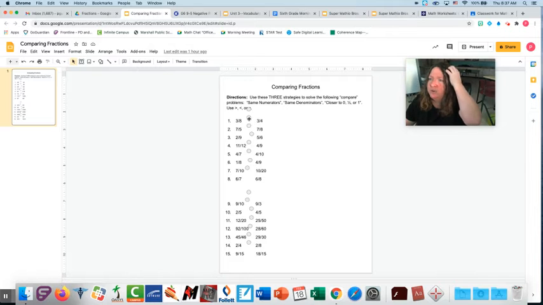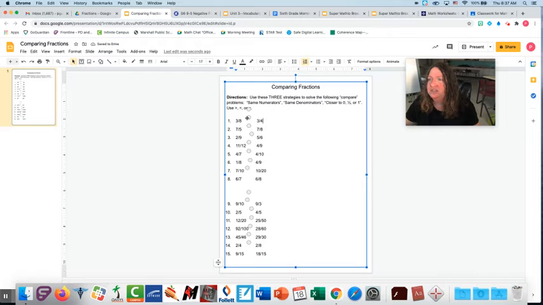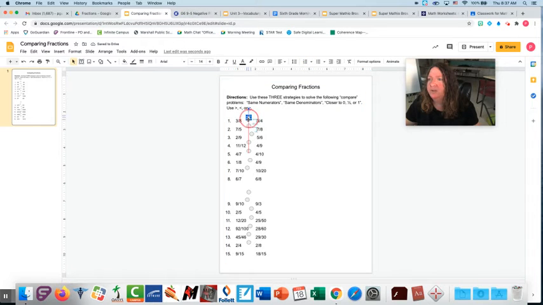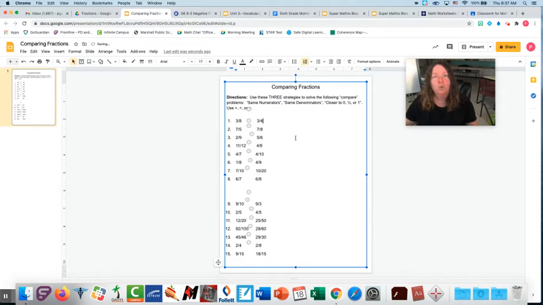So let's look at this first question. It says 3/8 is compared to 3/4. What does that fit under? Which of those 3 strategies could we use? Same numerator, same denominator, or closer to 0, half, or 1? Well, I hope you said same numerator, the same number on top, 3/8, 3/4. The 3, the numerator, is the top number, and it's the same.